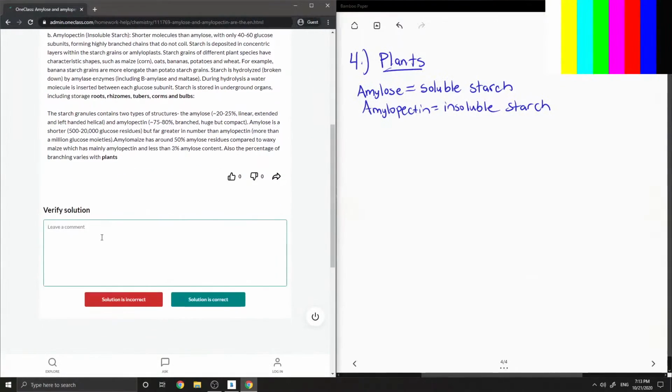So that was a very nice and detailed explanation of the 2 different starches found in plants. So I'm just going to say that this solution is correct.